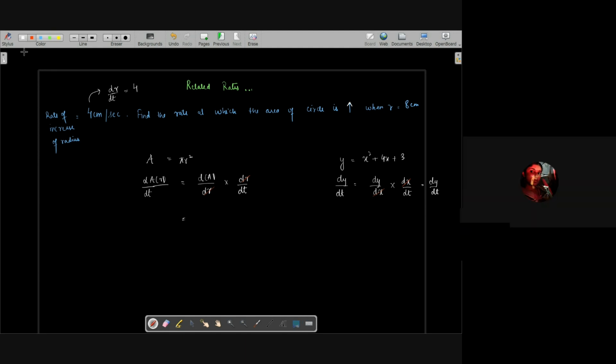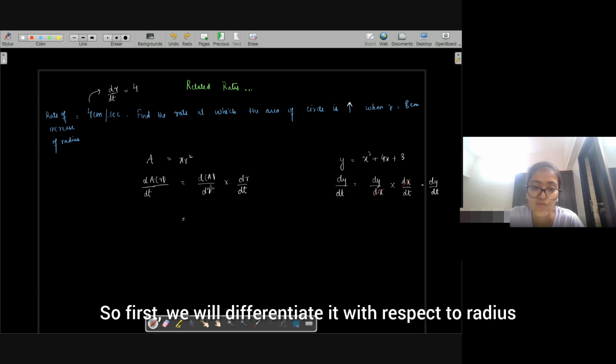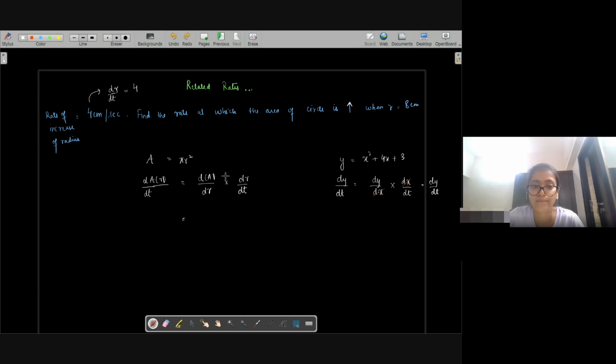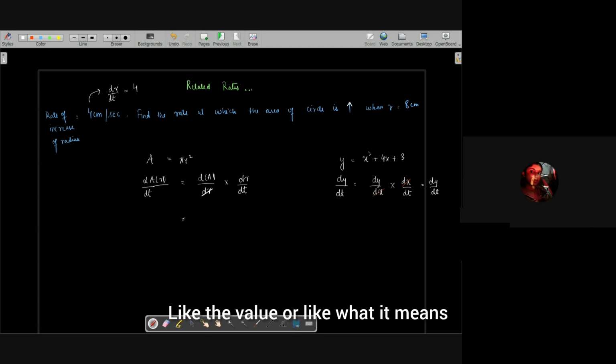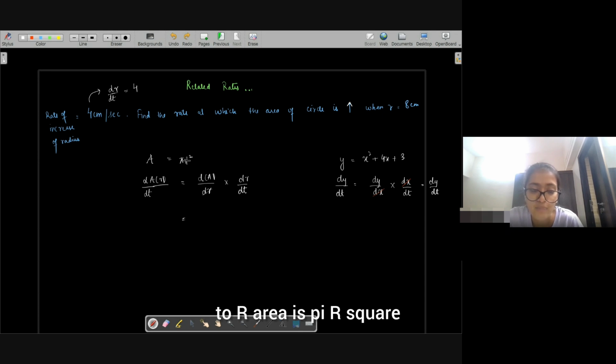But the reason we do this is because area is a function of radius. So first we differentiate it with respect to radius, and then we differentiate radius with respect to time. dr gets cancelled. Now, what will be dA over dr? Like the value or what it means? Differentiate the area function with respect to r. Area is pi r square.